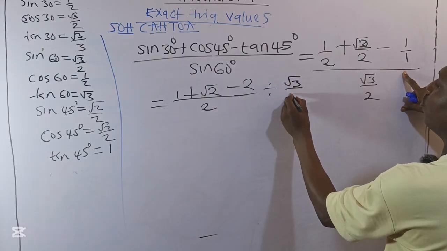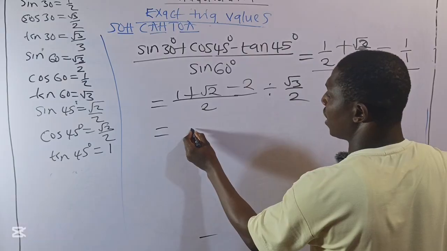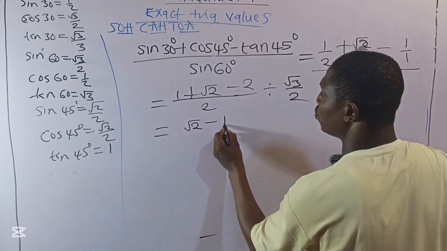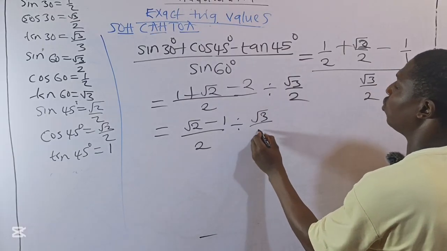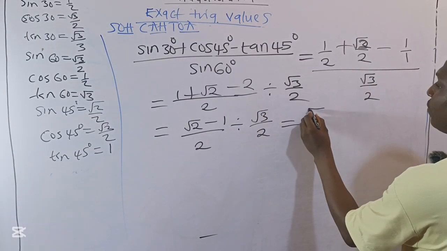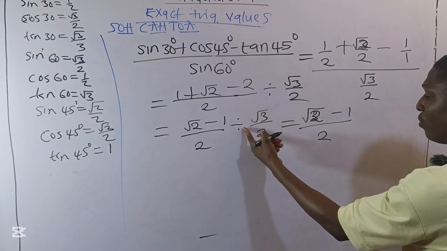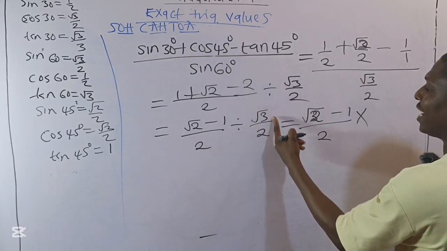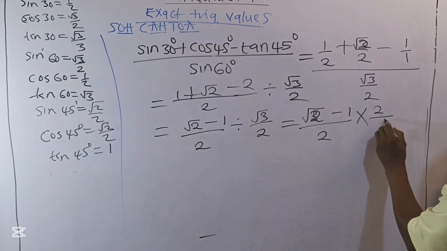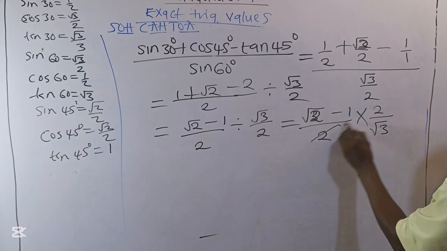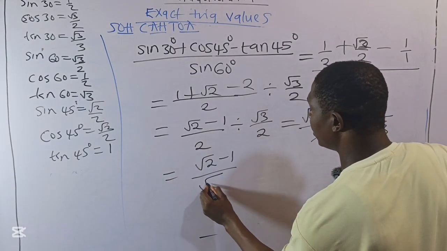Let me use this division for this to save space. And I have root 3 all over what? 2. Now, I have 1 minus 2, which is minus 1. So I can have root 2 minus 1 here, all over 2. Divided by what? Root 3 all over what? 2. And this will give me root 2 minus 1 all over 2. Change your division to multiplication. The right hand fraction will interchange, just like we did in algebraic fraction. So I'll have 2 all over what? Root 3. And this can cancel this, and I'll have root 2 minus 1 all over root 3.